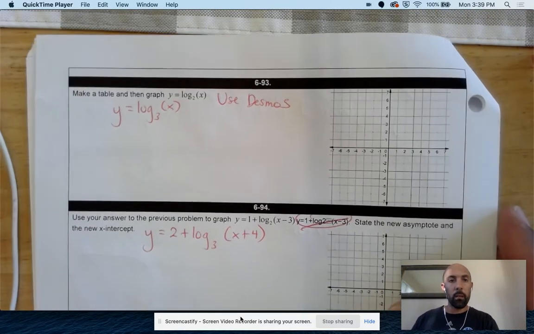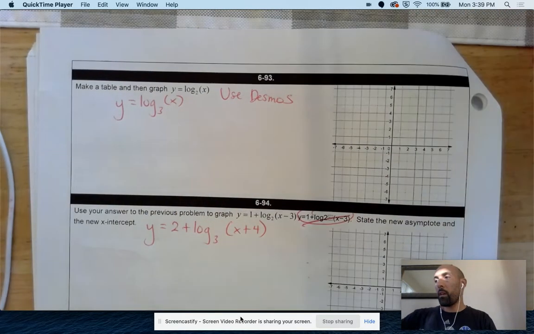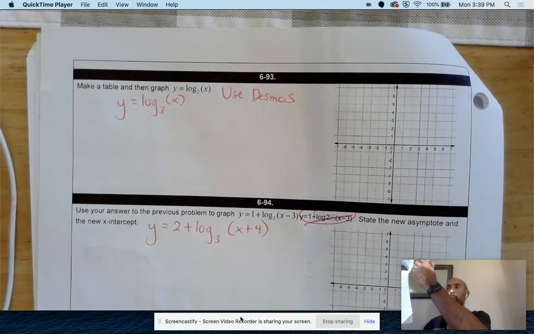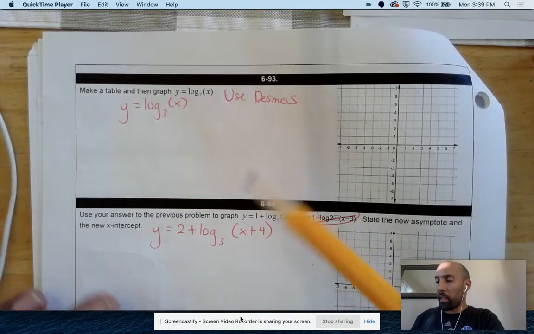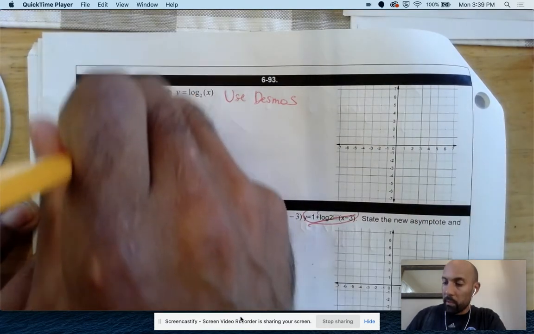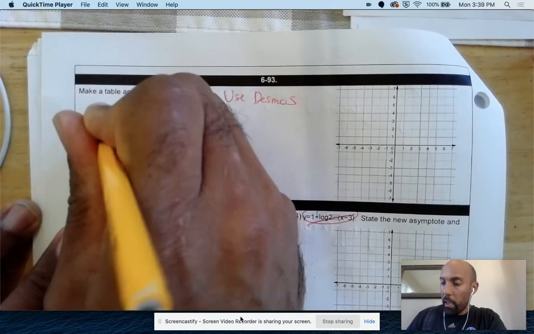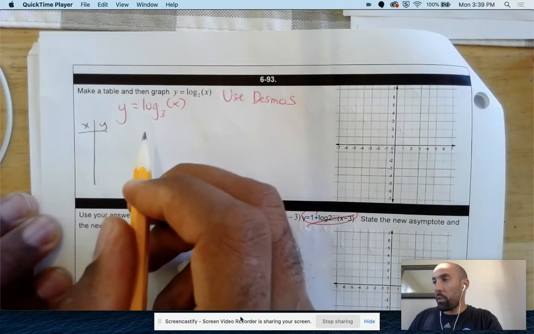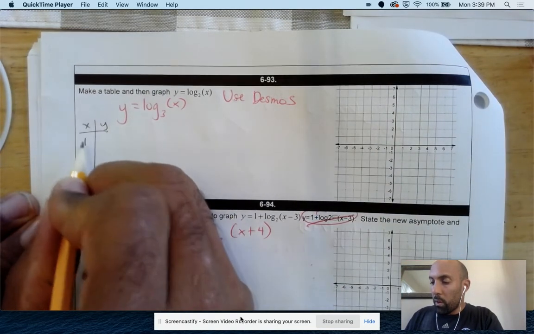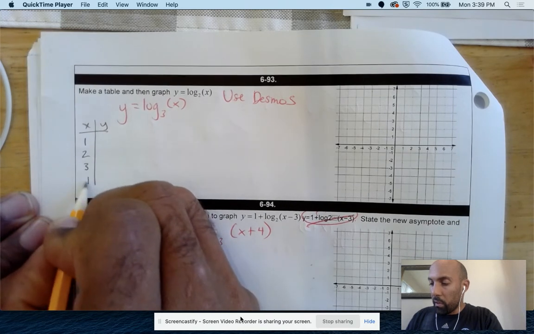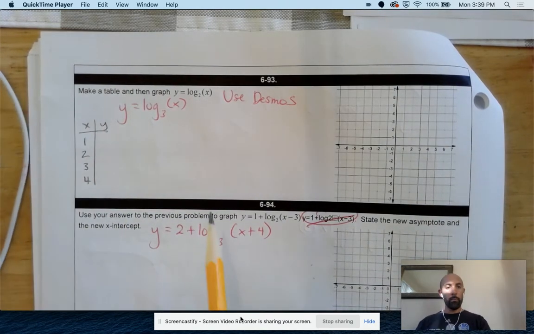All right, let's take a look up here. Make a table, then graph this function, log base 3 of x. So what we're going to do is make a table, because that's what it tells us to do. And in our table, we're going to use the points 1, 2, 3, and 4.